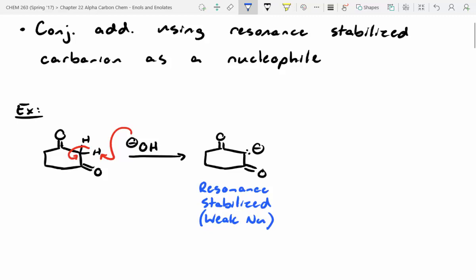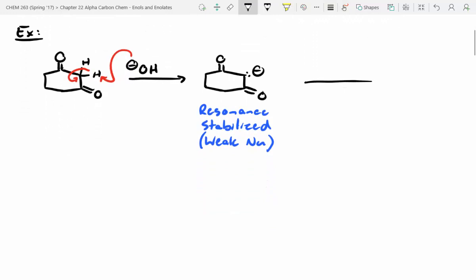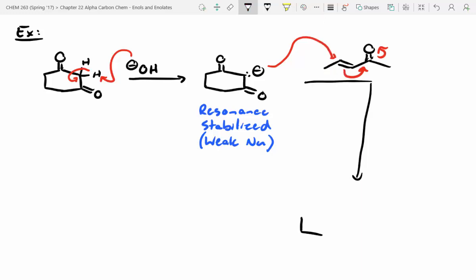Okay, so now that we've done that, we can now treat this with an alpha beta unsaturated ketone or a conjugated ketone, whichever terminology you want to use. And we just said that anytime you have a weak nucleophile, it's going to favor 1,4 addition or conjugate addition. So we're going to attack here, kick electrons over, and all the way up to that oxygen.